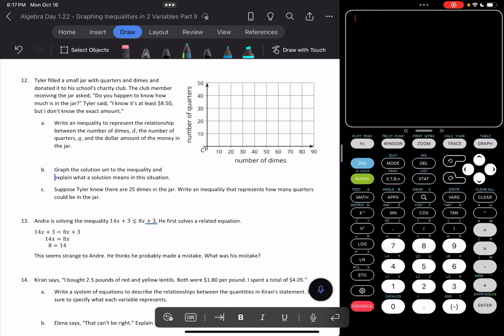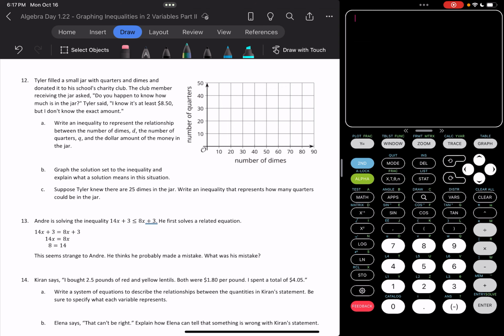All right, so he knows it's at least $8.50, which means it's greater than or equal to $8.50. Okay, what's in the jar has to be more than or equal to $8.50. Now, dimes are 10 cents, and that is on our x-axis, so 0.1x plus 0.25y, quarters are on the y-axis, is greater than or equal to $8.50. Now it says graph the solution set to the inequality and explain what a solution means in this situation.